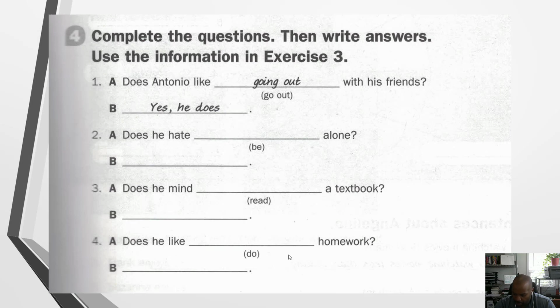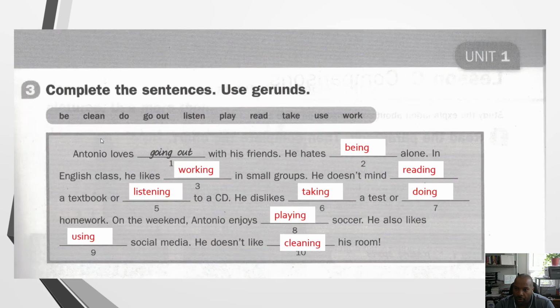Okay, so we're going to continue on with work in our workbook, page 9, and we're talking about gerunds, right? Verbs plus gerunds. And now we're on number 4, right? Number 4, complete the questions. Then write answers. Use the information in exercise 3. All right, so we're going to be using this information here. We will be using these words in the word bank.